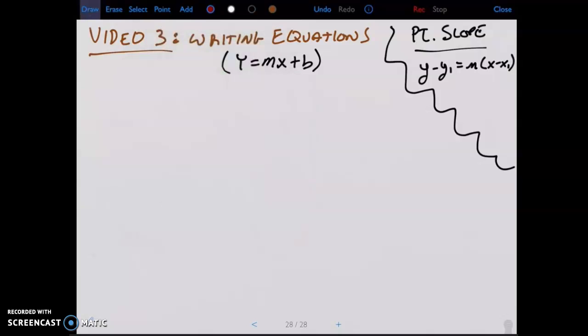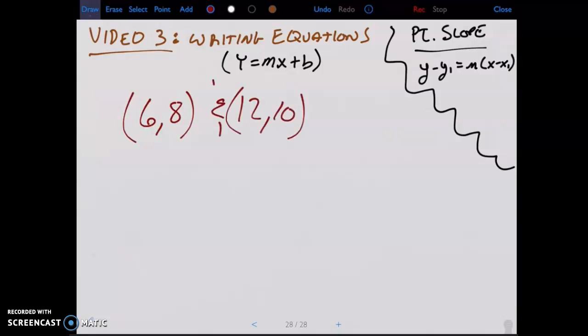Let's say I have 2 points here. Let's say I have 6, 8 and 12, 10. And you're like, okay, well, you gave me 2 points, but you didn't give me a slope, right? Well, I didn't, but you can actually find it using our slope techniques that we used in the first video. So let's go ahead. Let's find my point. I always like writing this, P-O-I-N-T, and slope.